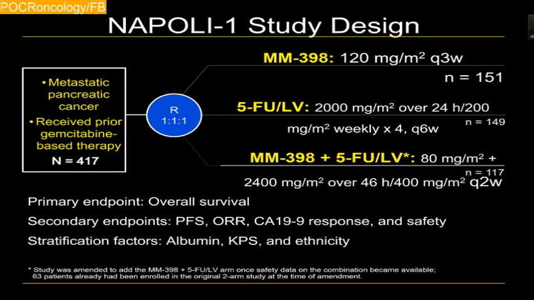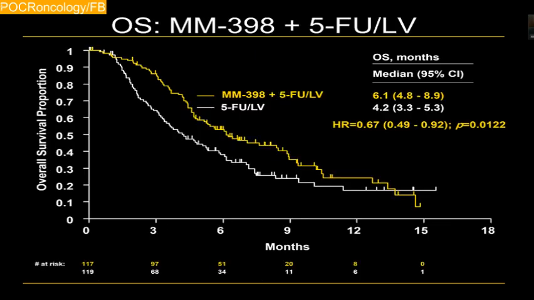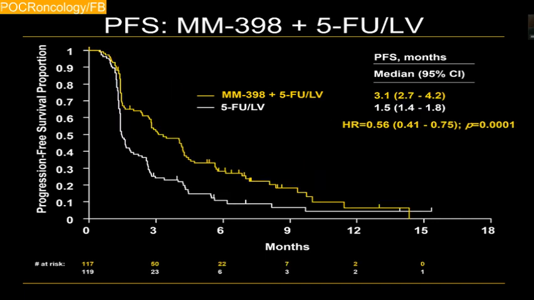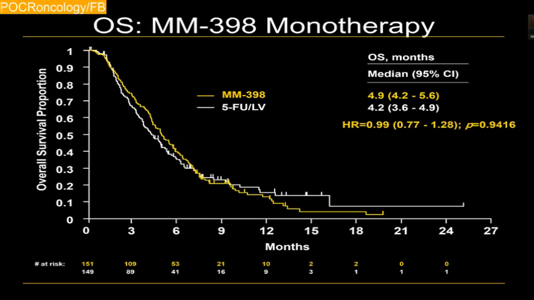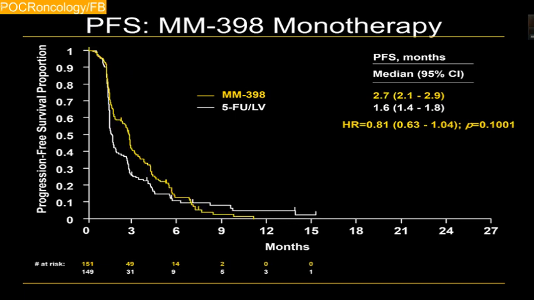The agent was given as a single agent or combined with 5-FU leucovorin, and this was also compared to 5-FU leucovorin. So a three-arm study, and the results, as presented before, were positive in the sense that the combination of the nanoparticle irinotecan plus 5-FU leucovorin was superior to 5-FU leucovorin, that is seen in white. And that superiority also extended to the progression-free survival. When you look at single agent, the nanosphere irinotecan was as good as 5-FU leucovorin.